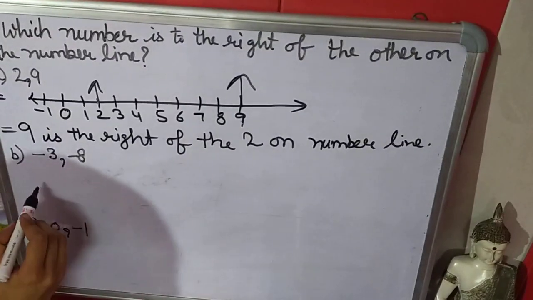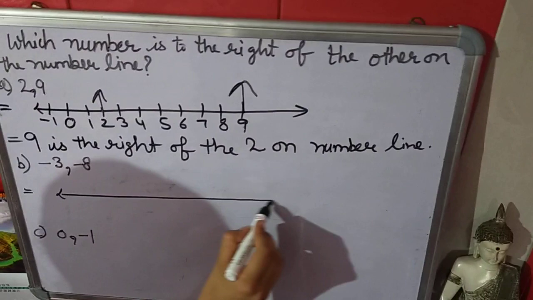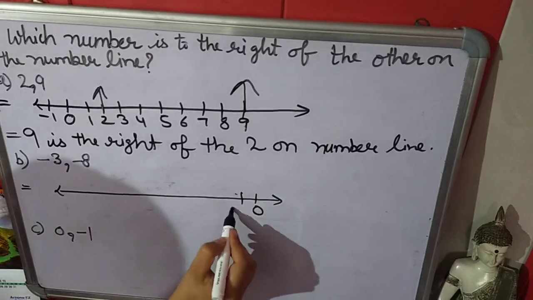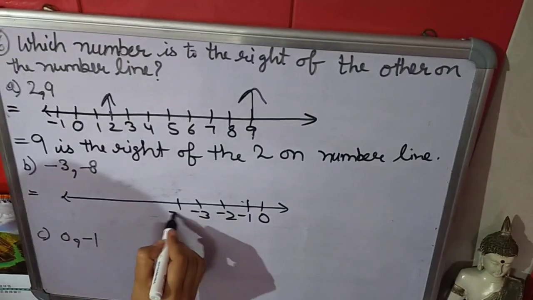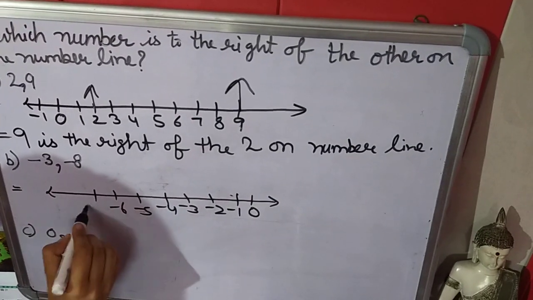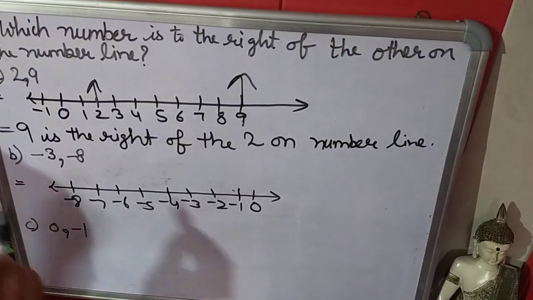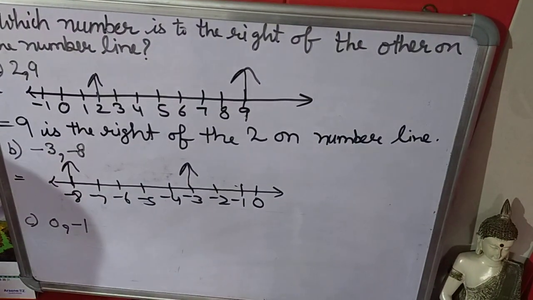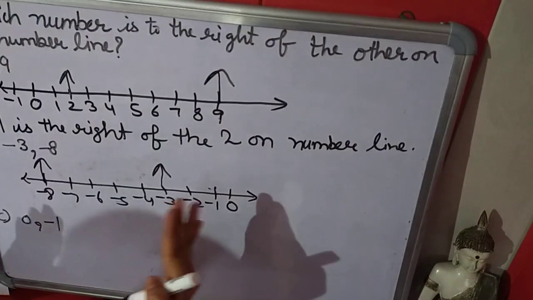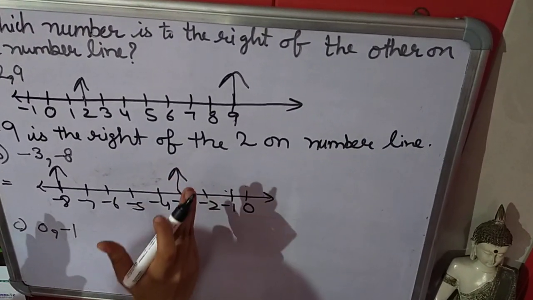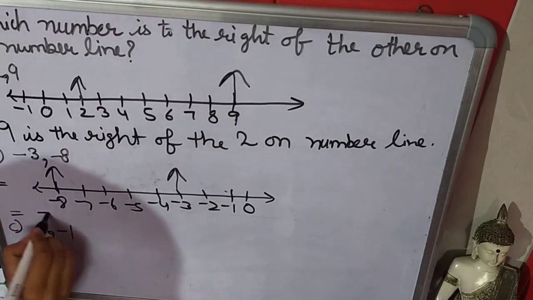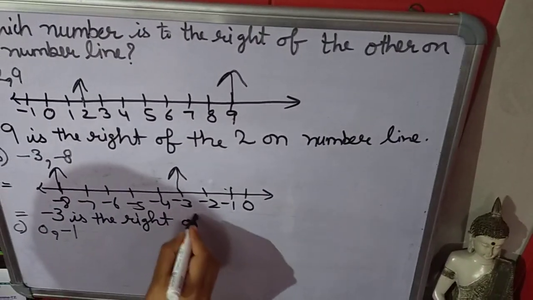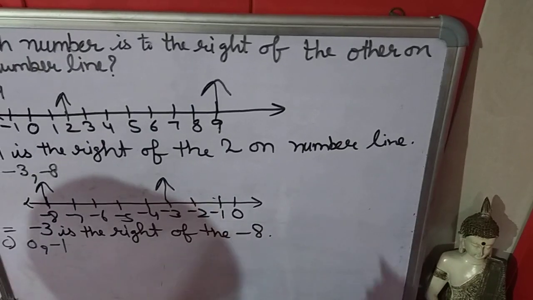Next is minus 3 and minus 8. Again you will draw here number line. Both are negative integers. So we will draw here minus 1, minus 2, minus 3, minus 4, minus 5, minus 6, minus 7 and minus 8. This is minus 3, this is minus 8. Now we will check which number is on the right side. Look at your right hand. Minus 3 is on right side and minus 8 is on left side. It means minus 3 is the right of the minus 8.